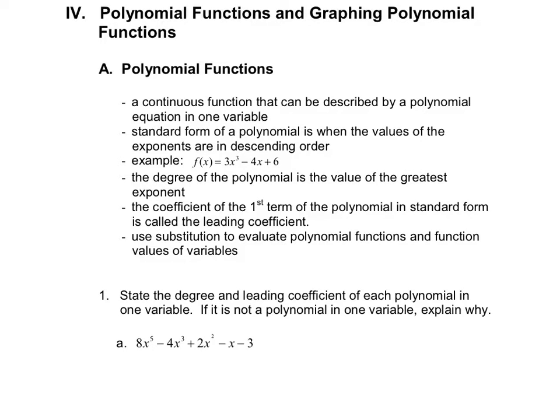The degree, now this is important, the degree of the polynomial is the value of the greatest exponent. So if the actual polynomial is in standard form, then your greatest exponent should be the first exponent, and that will be the degree of your polynomial. The coefficient of the first term of the polynomial in standard form is called the leading coefficient. So your leading coefficient, as long as your polynomial function is in standard form, would be the first term. You would use substitution to evaluate the polynomial functions and function values of variable. Okay, let's take a look at number 1a.